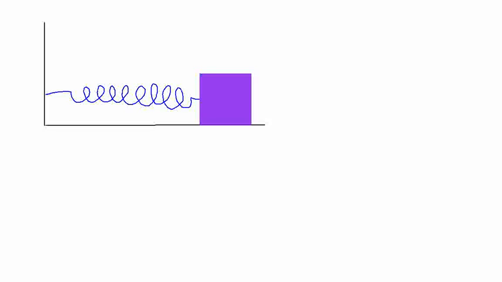So imagine that I had a box of mass M, and it was attached to one end of a spring, and the other end of the spring was attached to a vertical wall, and the mass was moving back and forth to the right and to the left. So it's a repetitive motion system.